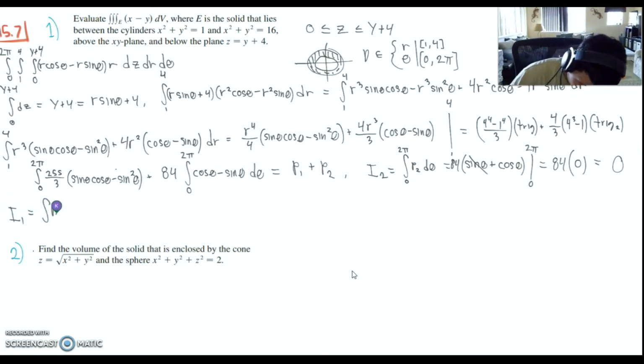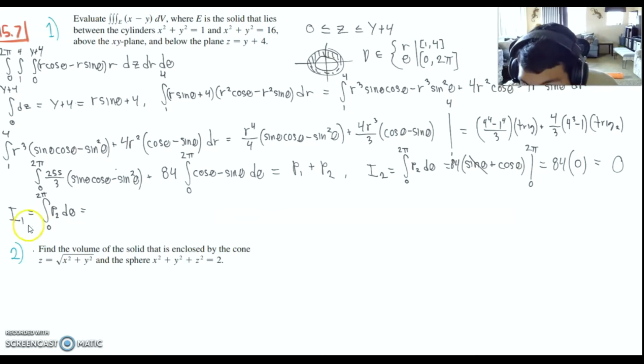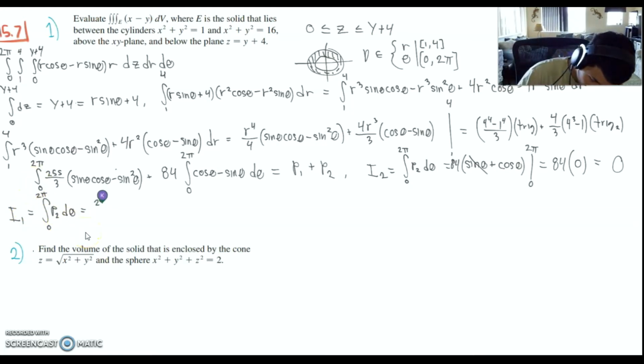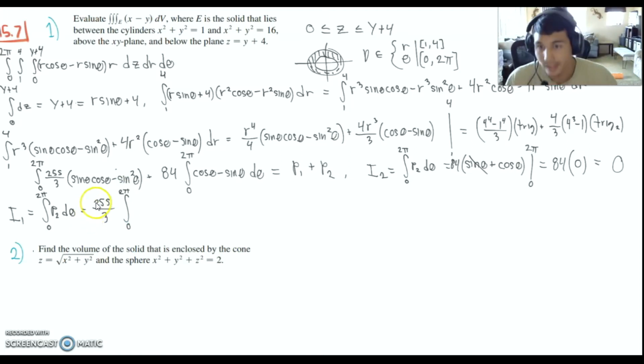Which is 2 pi to 0, d theta. Okay. Oh, no, 255. Why are we scared? It's just a constant. No reason to be afraid of a constant. Okay. Sine theta, cosine theta. I'm going to pull up my trig sheet to show you guys. Where is it? I need to find it.